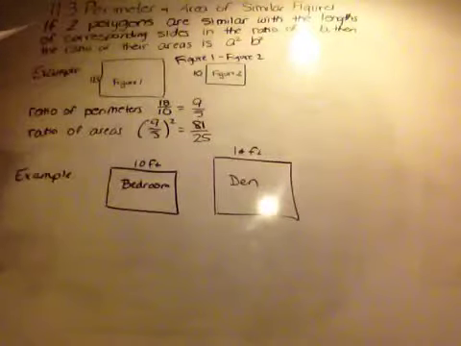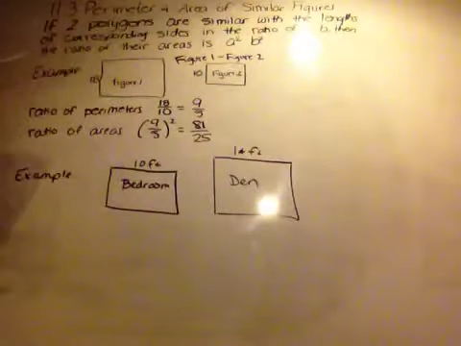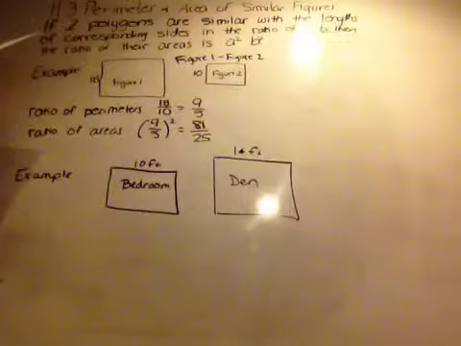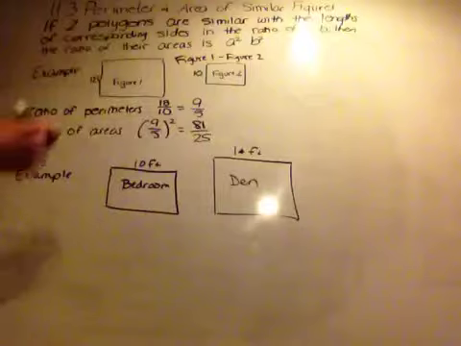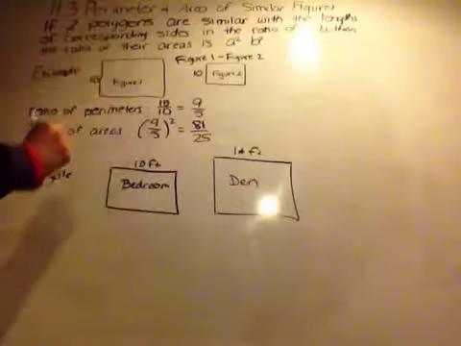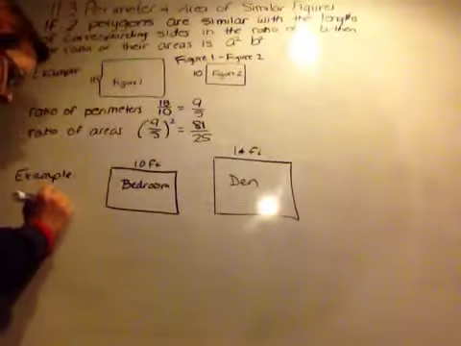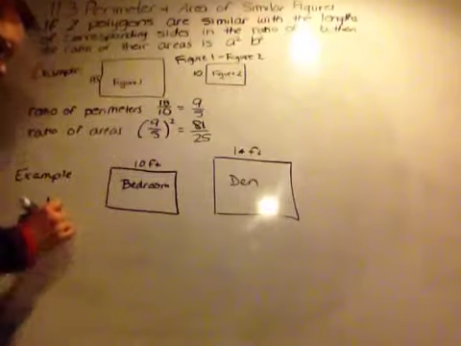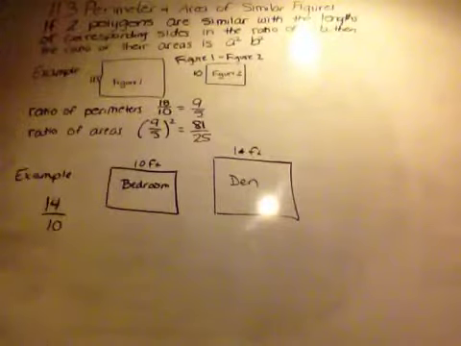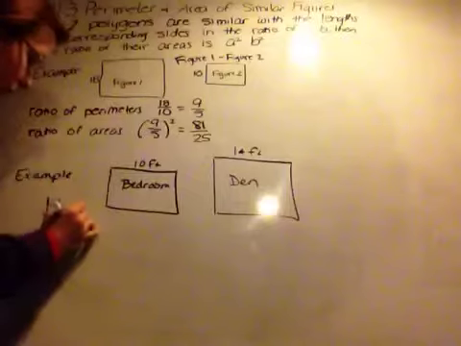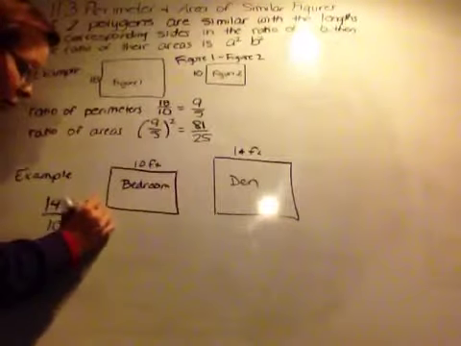In the next example, we're painting a ceiling of a bedroom and a den, and we need 7 quarts of paint to paint the larger ceiling. How many quarts do we need to paint the smaller ceiling? So first we're going to find the ratio of the corresponding sides. I'm going to do larger to smaller, since we have the larger information and want to find the smaller. It doesn't really matter which order. I'm going to reduce this to 7 over 5.